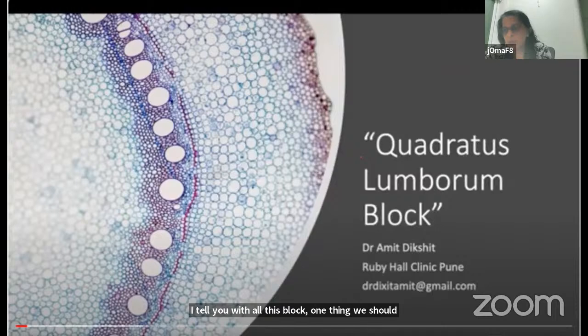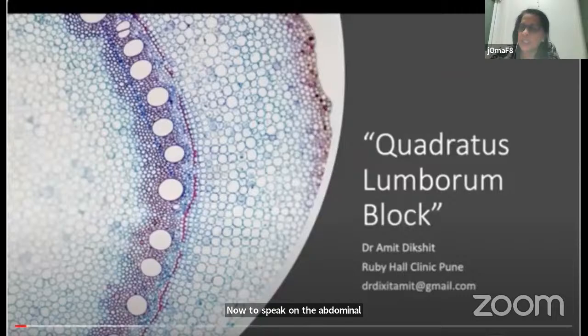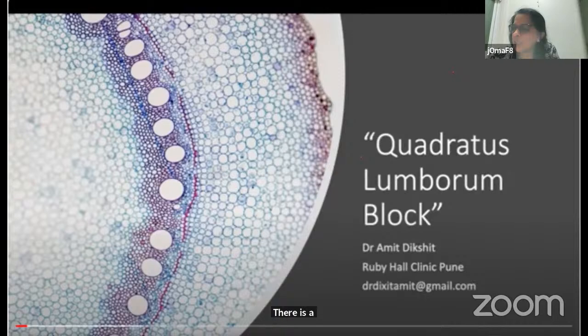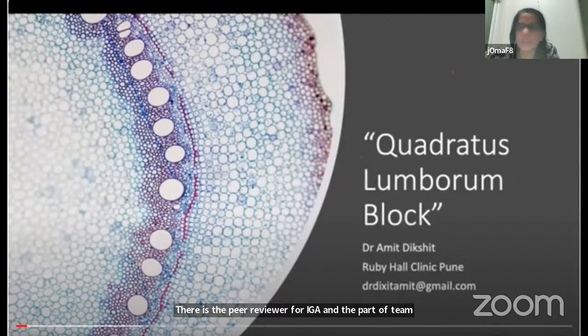Now, to speak on the abdominal blocks, we have none other than Dr. Amit Dixit. He is consultant anesthetist at the Ruby Hall Clinic, Pune. He is a course lead for Regional Anesthesia Fellowship Program, a member of Board of Studies for Fellowship and Research for EURA. He is the peer reviewer for IJA and a part of the team for organizing workshops on FOCUS, FATE, and regional anesthesia. Over to you, Dr. Amit Dixit. Yeah, thank you very much, madam.